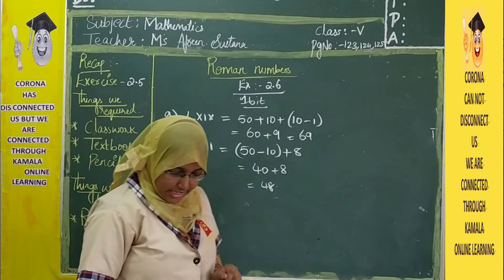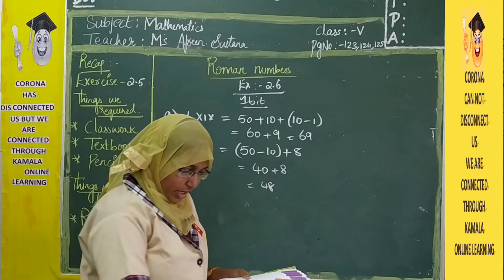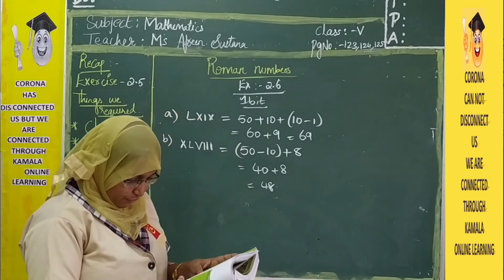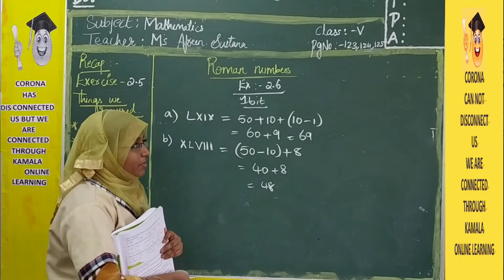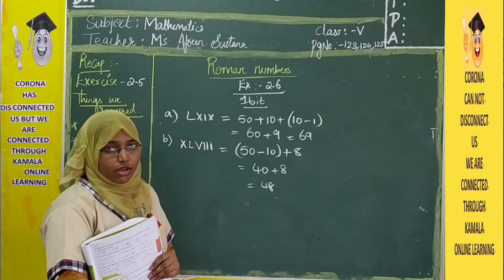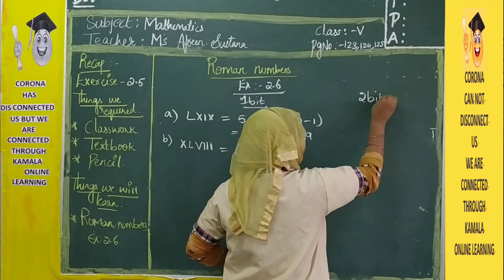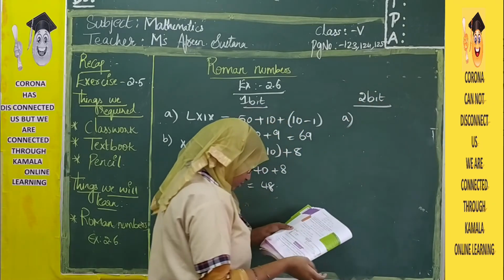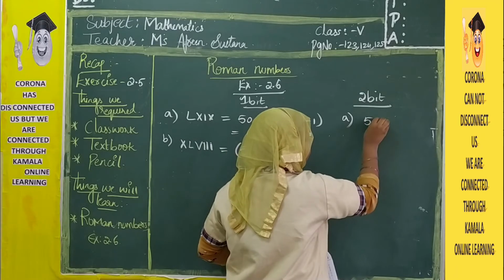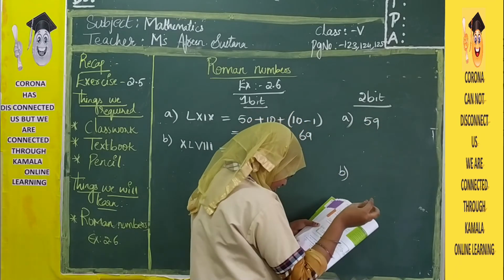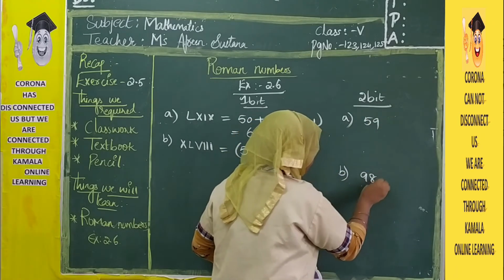Let us move to the next, second bit. Write the corresponding Roman numerals for the following. Now they have given in numeric numbers. We should write in Roman numerals. That is our second bit. First one, 59. And second one is 98.